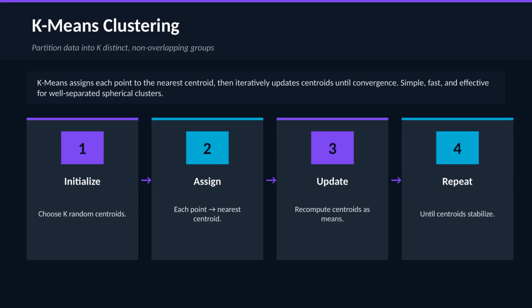is unlabeled. K-means is the most common clustering algorithm. Here's how it works. You pick a number k, that's how many groups you want. The algorithm places k random centroids in your data space. Then it assigns every data point to the nearest centroid. After that, it recalculates each centroid as the average of all points assigned to it. Then it reassigns points again, and it keeps repeating until the centroids stop moving. That's convergence. It's simple, it's fast, and it works great when your clusters are roughly spherical and well separated.